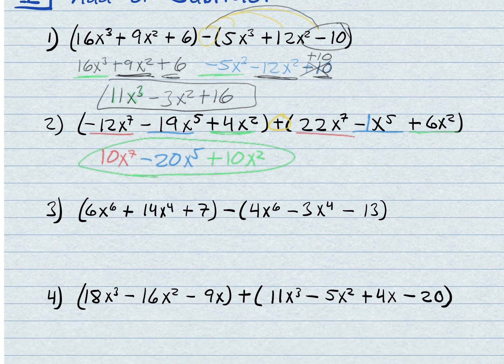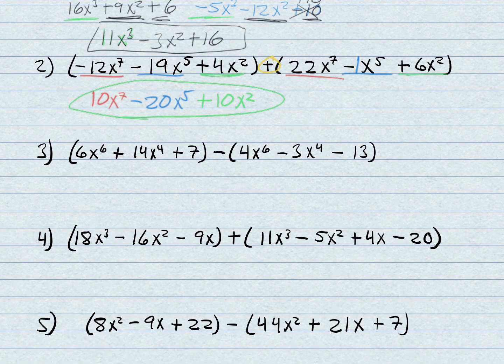So we're just going to keep this going for the next 3 examples. The next example is another subtracting one. In this one, we're subtracting the entire second polynomial. Again, what I like to do is change the sign immediately. If everything is being subtracted, then every sign changes. I'm just going to rewrite it as minus 4x to the 6 plus 3x to the fourth plus 13. Just rewrite it, changing the signs.